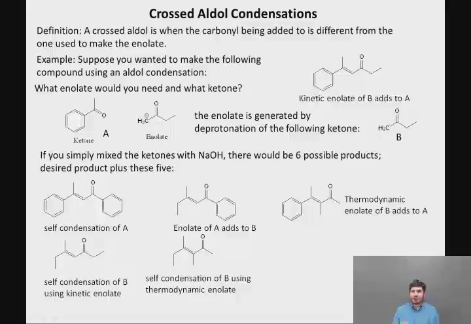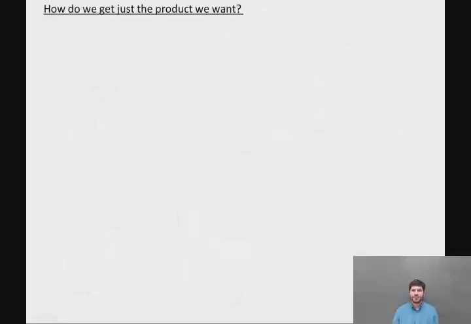The desired product that we wanted to get out of this reaction, by the same analysis, comes from the kinetic enolate of B adding to A. Okay, so with NaOH you could get 6 products, and this is not even the worst case scenario. There would be more products if A could form 2 enolates. Because A has no alpha hydrogens on one side, it can only form 1 enolate. So that cuts down the number of products.